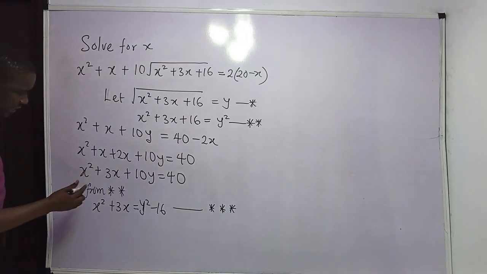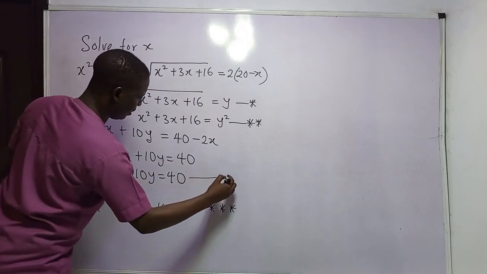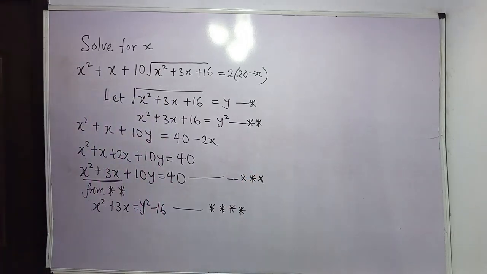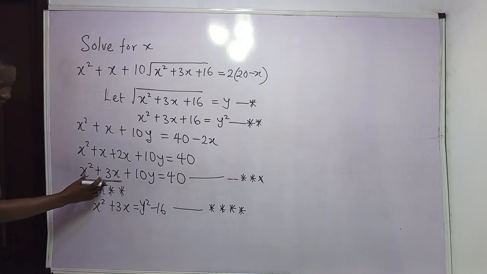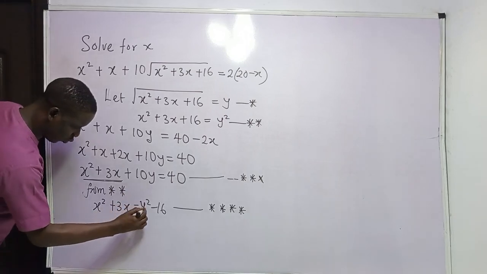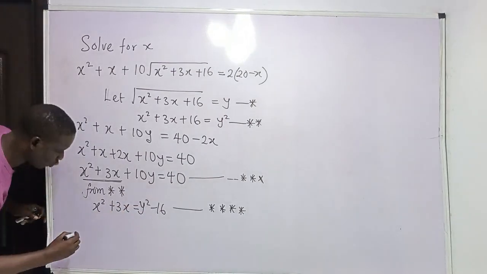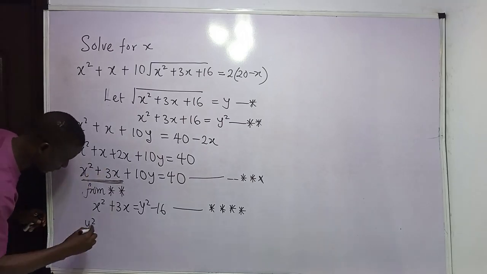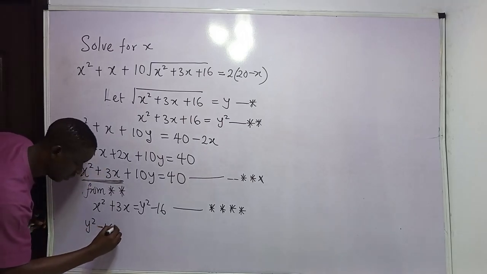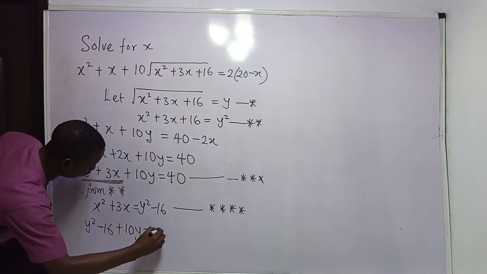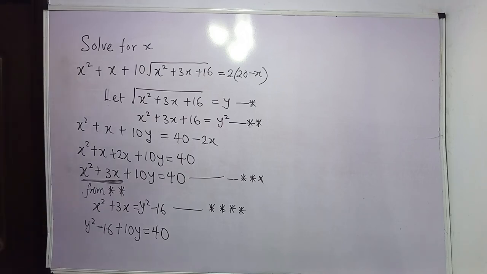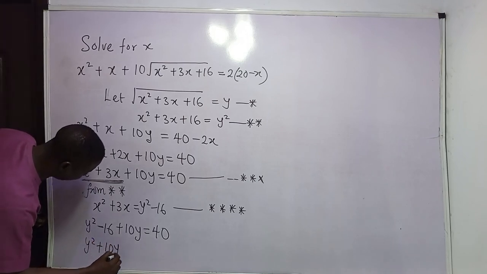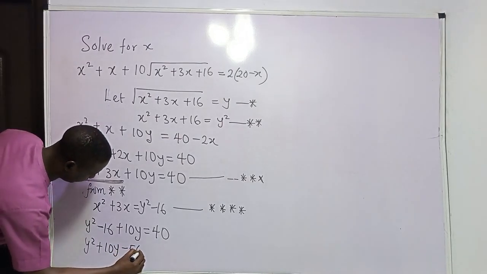Now, in place of this equation, let's call this one star. Now, in place of x squared plus 3x, let us place our y squared minus 16 into this equation. So we are seeing something similar here. Let's replace everything with y squared minus 16 plus 10y equal to 40. So if you do that correctly and rearrange, we are going to have y squared plus 10y minus 56 equal to 0.